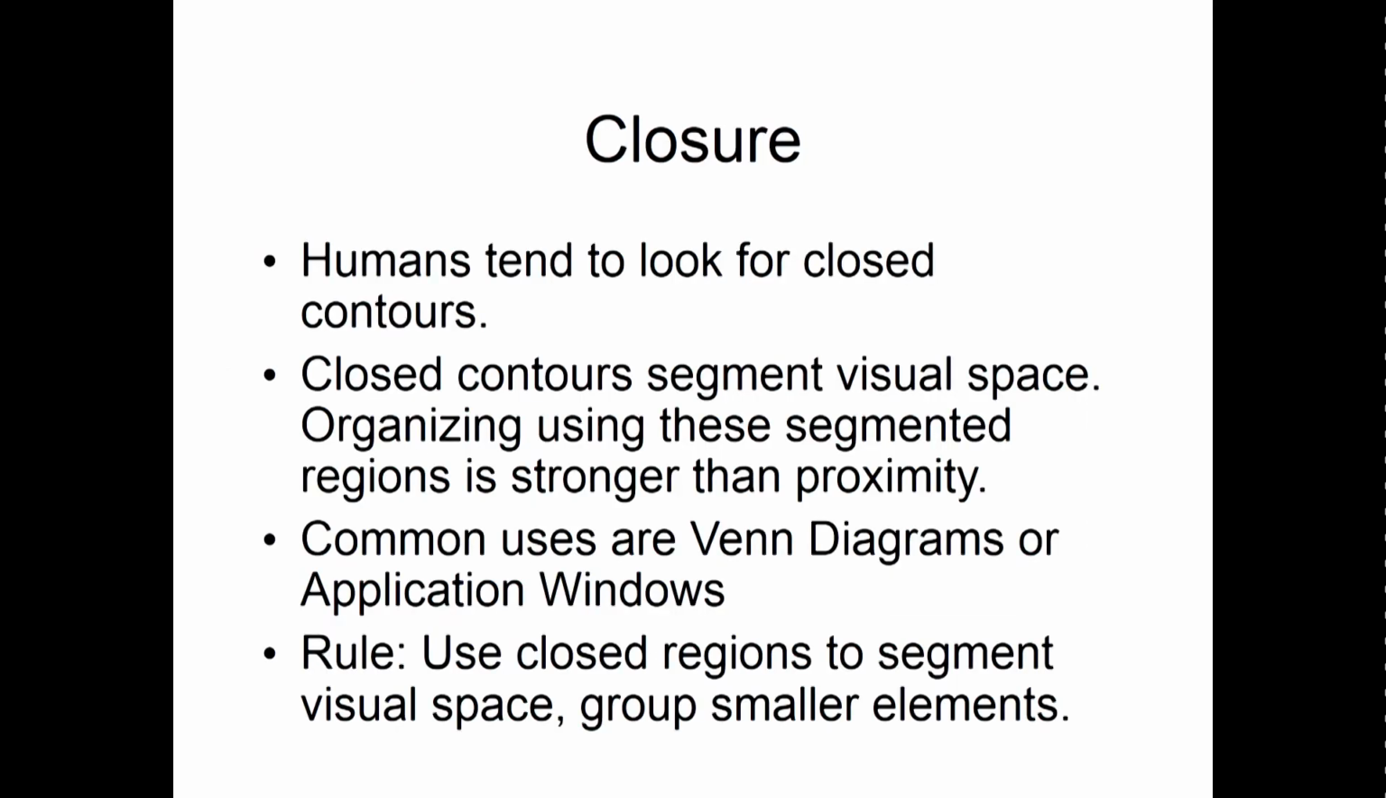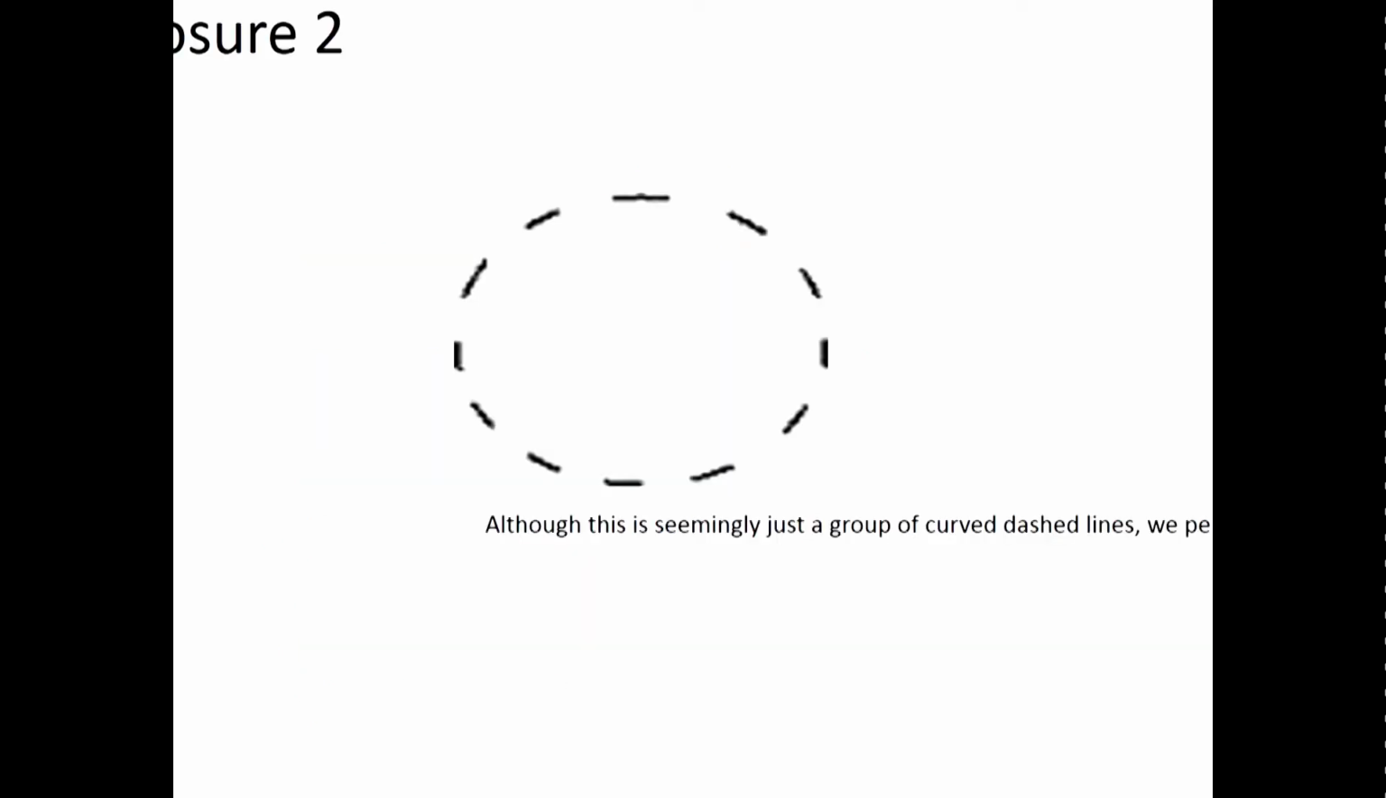Okay. The sixth law is called the law of closure. Humans tend to look for closed contours. We perceive things in order to find out some closed contours. For example, even though we see a segment of lines, we close them as a circle. We perceive this as a closed form, right.